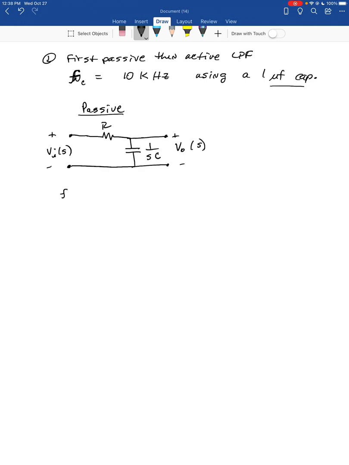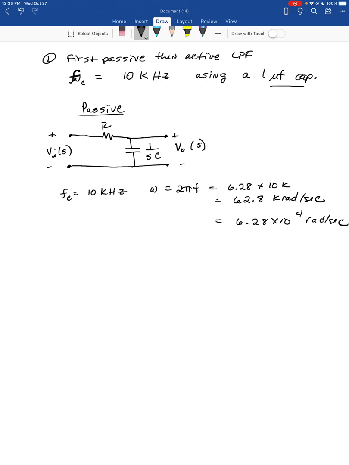Okay, and if f is 10 kilohertz, omega is 2 pi f, so it is 6.28 times 10K, or 62.8 kiloradians per second, or 6.28 times 10 to the 4th radians per second. Okay, so that's our omega C. And the transfer function for this filter is 1 over RC over s plus 1 over RC, where omega cutoff is equal to 1 over RC.